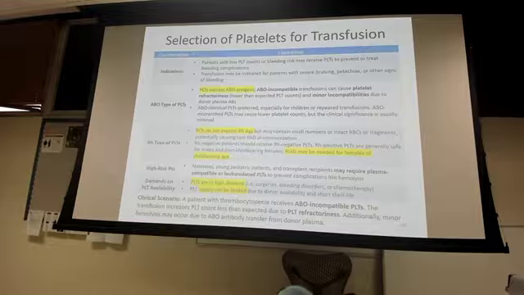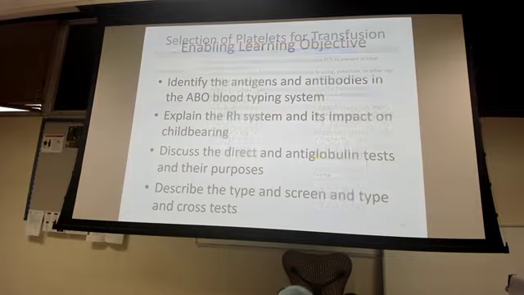So platelets are ABO incompatible. We talked about platelet refractoriness in one, so I'm not going to go over that again. But it may be needed for females of childbearing age, and supply can be limited.